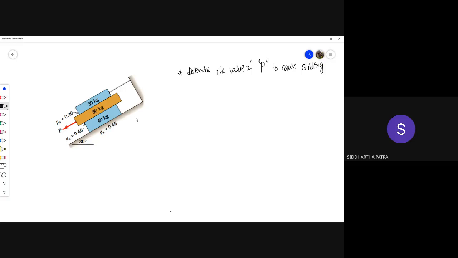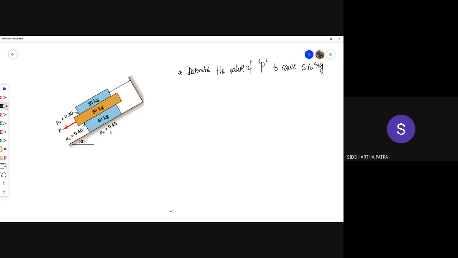And there are three blocks involved and basically three interfaces, one with the ground, the other with the orange and the blue block, and then the orange with the top blue block. Now, one thing for sure is that the top blue block is not going anywhere because it is attached to this cable, and the cable can support tensile load, and it is always going to be in tension because you are pulling the middle block downwards. So there are two ways the equilibrium or the sliding can happen, or the equilibrium could be void.